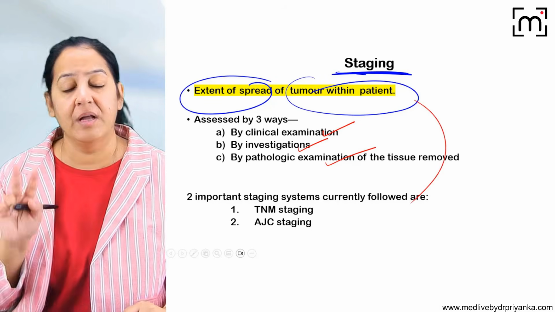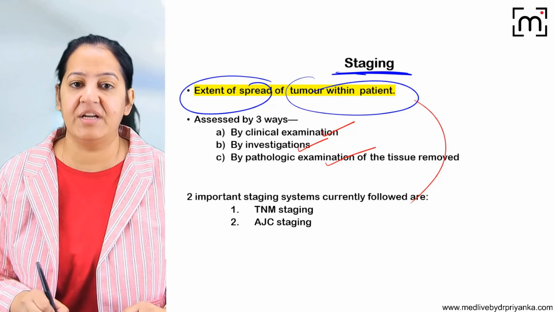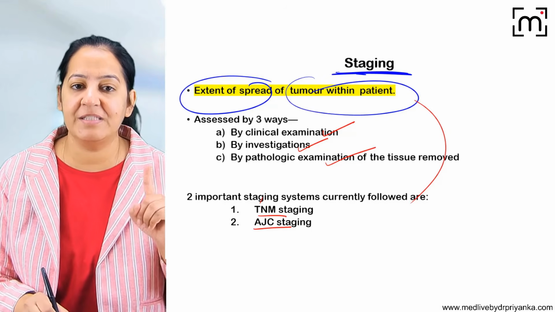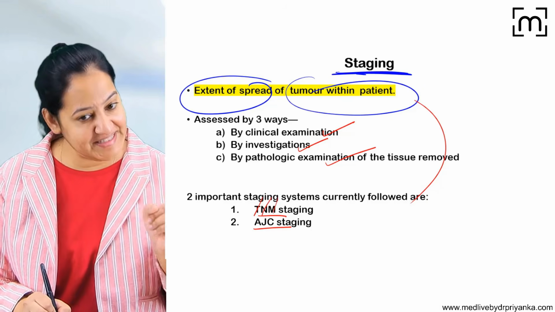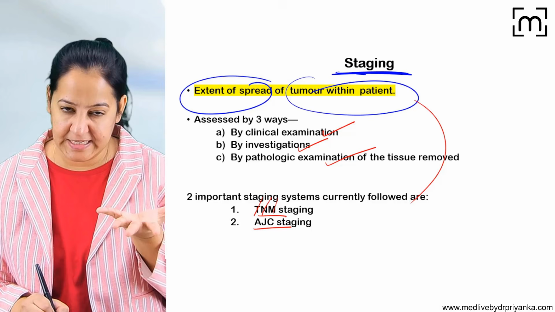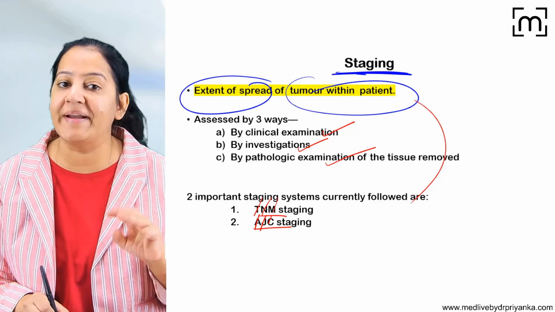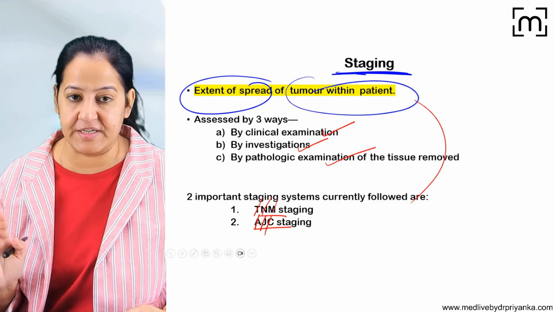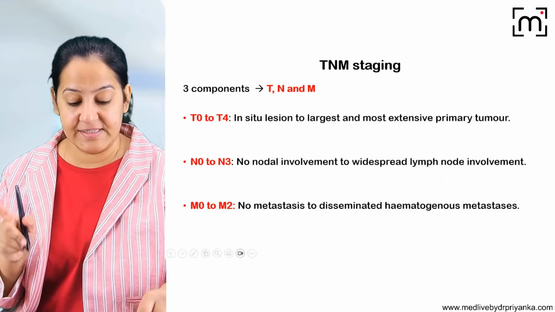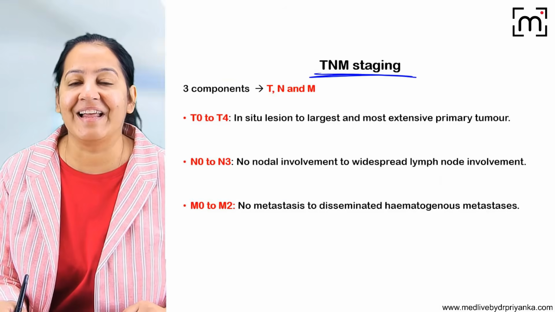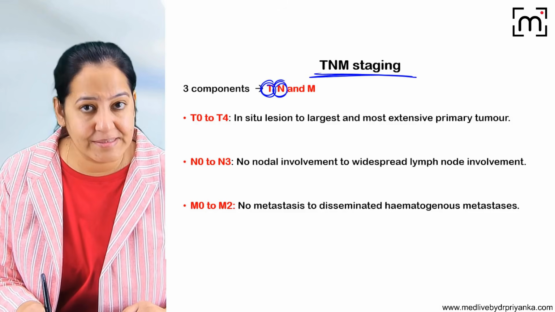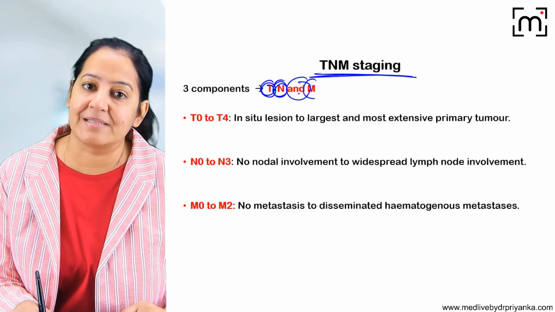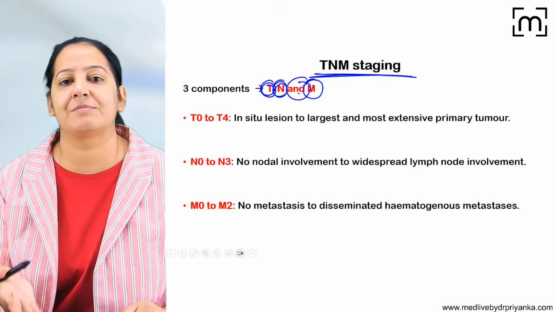Staging is done by the clinician. There are two important systems of staging, TNM and AJC. TNM is tumor size, nodal status, and metastasis, which I will tell you in detail. And second is the American Joint Committee, AJC, that we will not see in detail. So out of the two systems, we will see the TNM staging system in detail. What is the full form of TNM? T means tumor size, N means nodal status, and M for metastasis, whether metastasis is present or not.